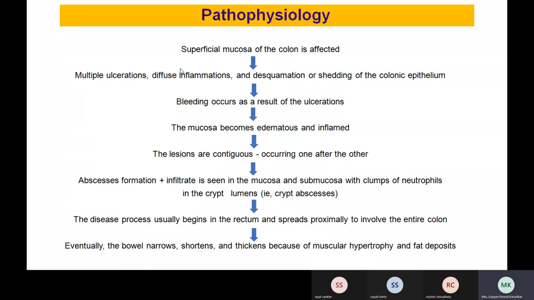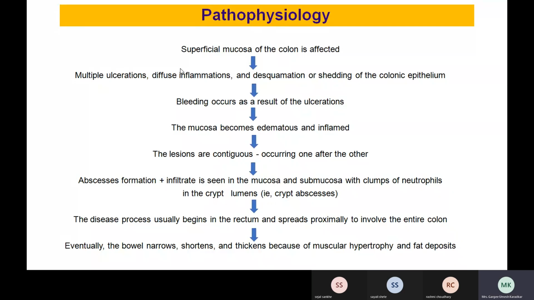Now what is the pathophysiology? Here ulcers are formed on the mucosa. In ulcerative colitis, what is affected? The superficial mucosa of the colon is affected. So what happens because of that? There may be multiple ulcerations, diffuse inflammation, and desquamation, or shredding of the colonic epithelium, because of these inflammatory changes and ulcer formations.